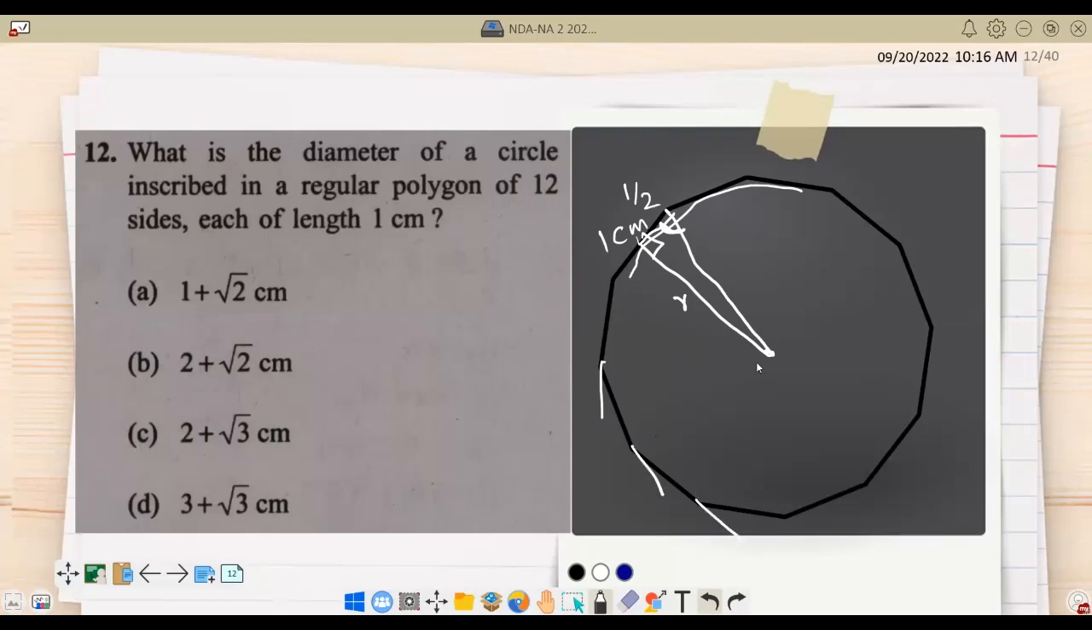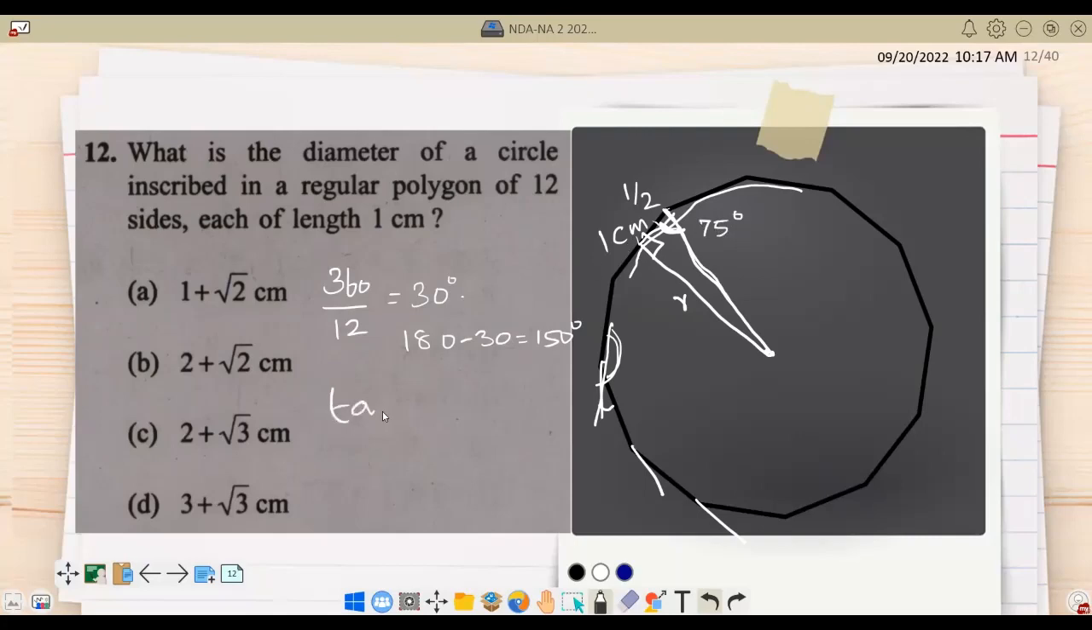In geometry, the sum of the exterior angles of a polygon should equal 360 degrees. So there are 12 sides, so each angle will be 360 divided by 12, which is equal to 30 degrees. The whole angle is 180 degrees, so your interior angle will be 180 minus 30, which is 150 degrees. So this line will bisect that angle, so this angle is 75 degrees.